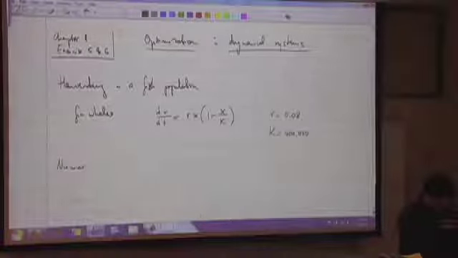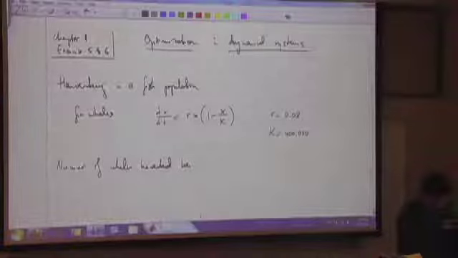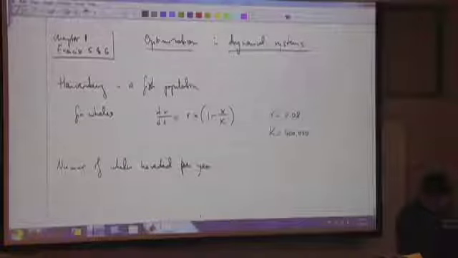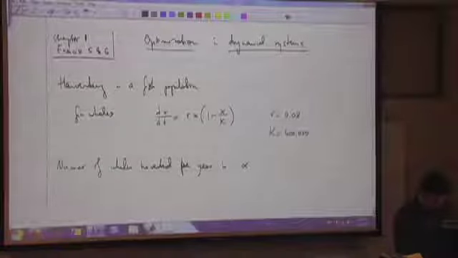So let's assume that the number of whales harvested per year is alpha times u times x.